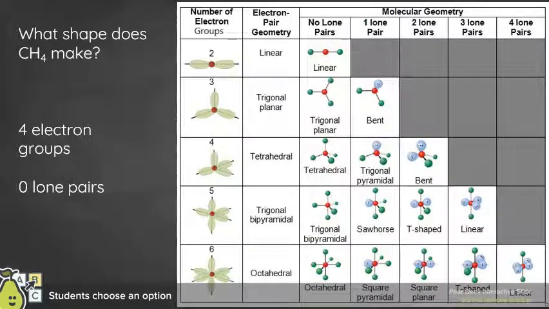So now we're going to use this chart to find out what shape does carbon bonded with 4 hydrogens, which we do call methane, make. So what shape does methane make? We're going to look here for the number of electron groups, and go down to the one that says 4. Then we're going to go across to find the one that matches with 0 lone pairs, and 0 lone pairs is up here. We're going to find where those intersect, and that's going to be right here. So it's a tetrahedral shaped molecule.